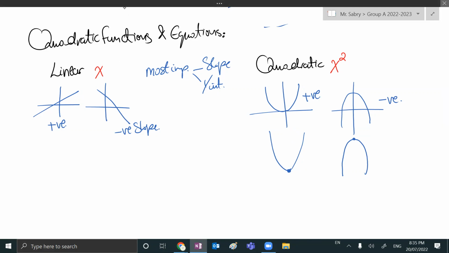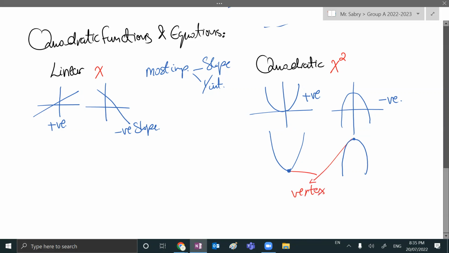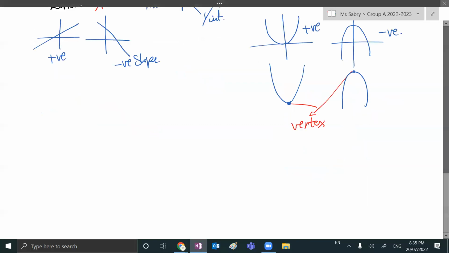So what's the most important thing in any quadratic function now? It's what we call the vertex. The vertex is the peak of the parabola. If it's looking down, then it's the highest point of the parabola. If it's looking up, then it's the least point of the parabola. It's the lowest point down. Okay. So when we ask what's the most important thing in a quadratic function, it is mainly the vertex.